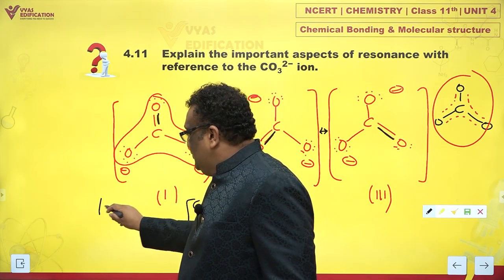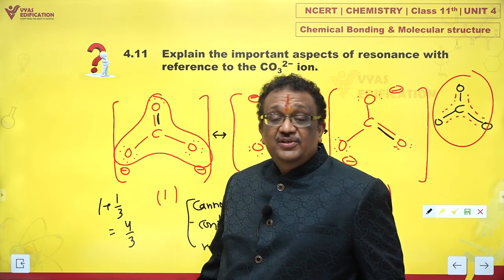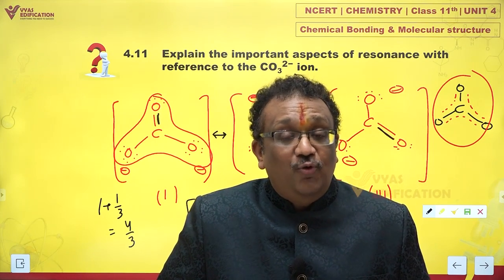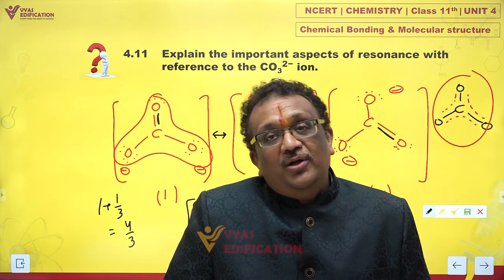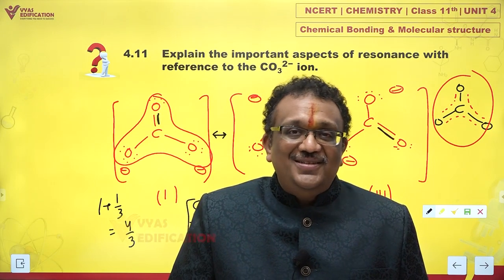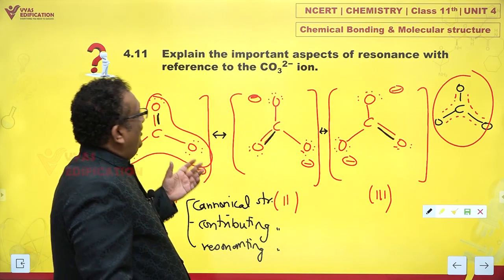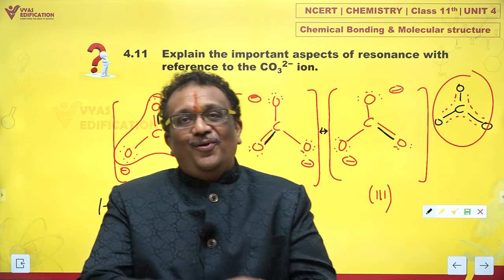So 1 plus 1/3, 4/3. We say that the bond order of the CO bond in carbonate is 4/3, or 1.33. 1 sigma and 0.33 pi bonds. That is the way it is. This is the structure of carbonate ion, and this is how we interpret resonance also with the example of carbonate ion.